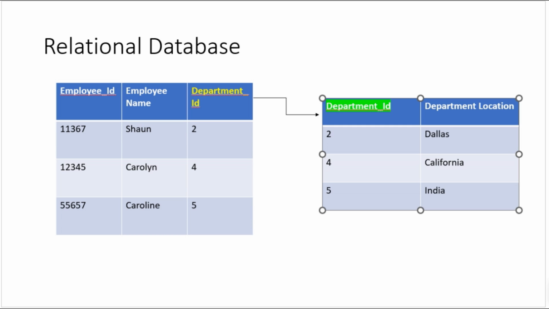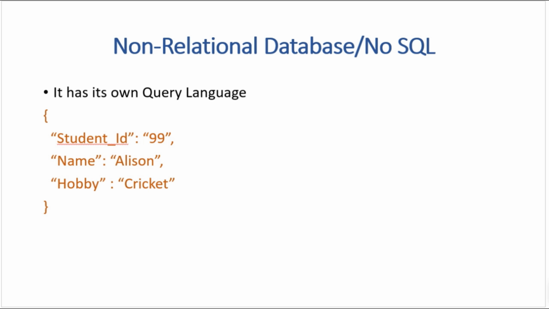So let's discuss how this will be. First thing, a non-relational database will have its own query language. You can see there is something like student ID 99, everything. This is just one unit and it will take it as one unit and store it. So it's not having any kind of structure which we need to follow in order to fill the data. It can randomly take anything. It can dynamically store the data.